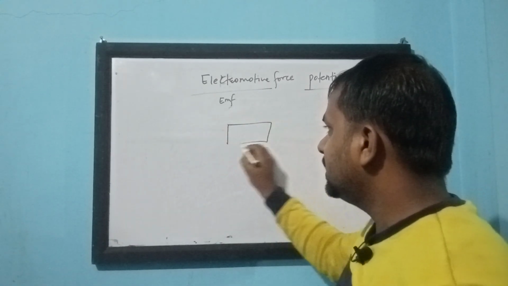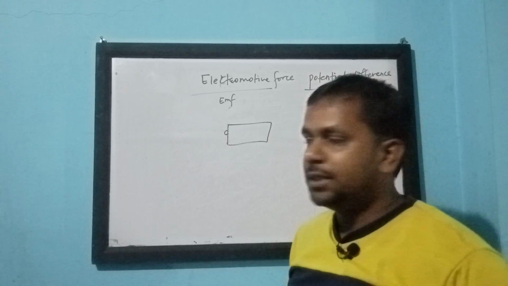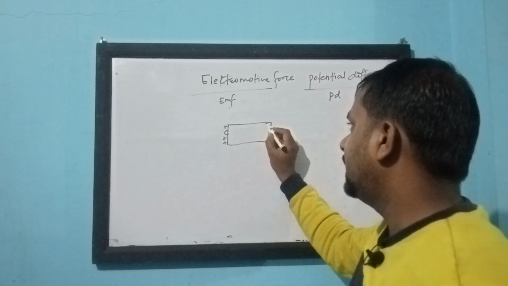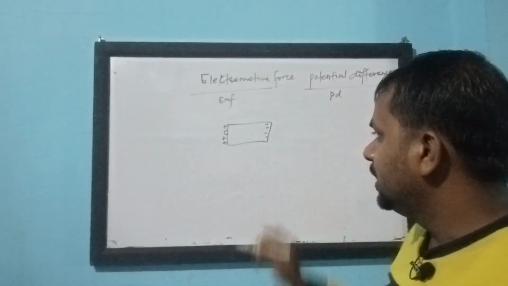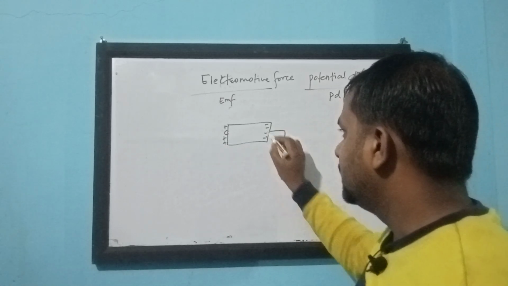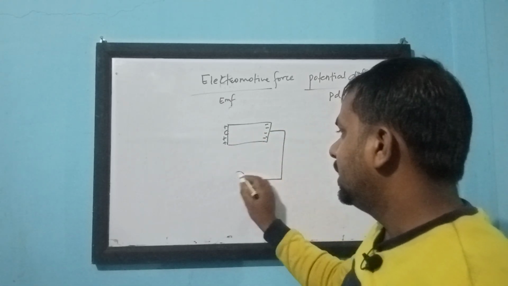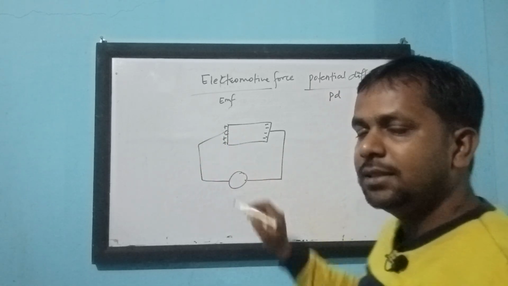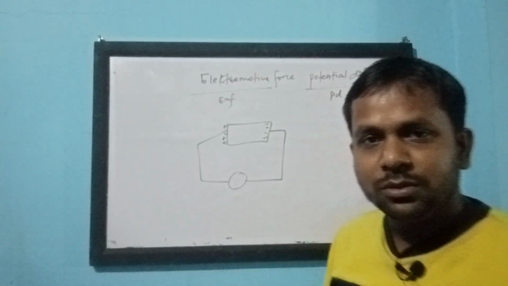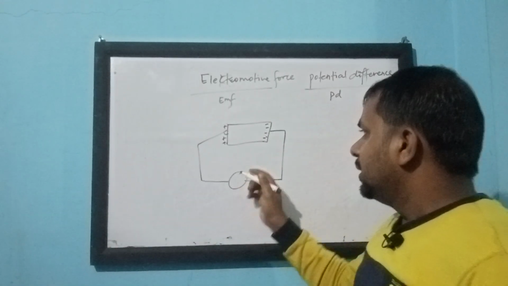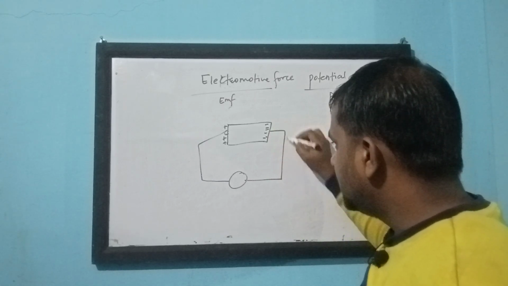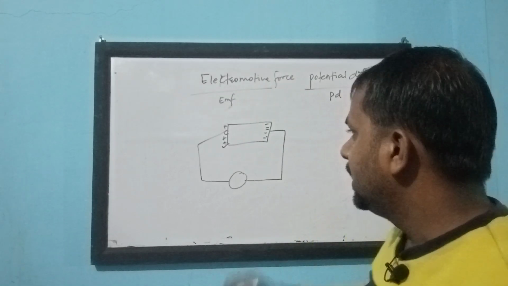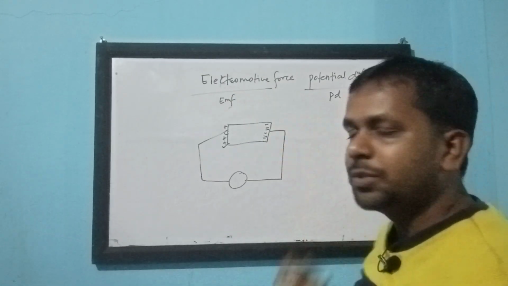Suppose we take one cell here. Let us try to understand what is electromotive force. On this side positive charges are here and negative charges are here, like this. If we connect this negative and positive terminal by any wire, by keeping one resistance here, we can keep any electrical instrument like a bulb or anything, then this electron will move like this and want to reach this positive terminal. Then how does this electron move?